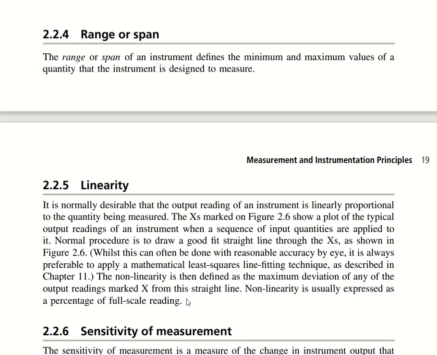Then we have the range or the span, which is defined as the minimum and maximum value of a quantity that the instrument is designed to measure. Pretty straightforward. Then we have linearity.